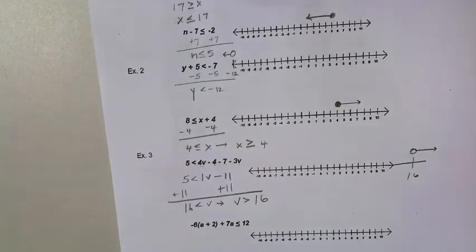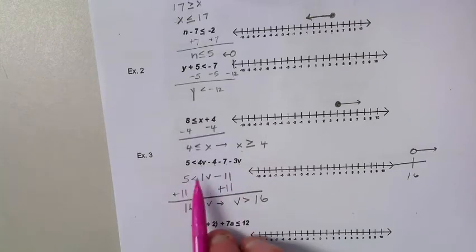So if I pick a number out in here, just to see if this is correct, I'll pick the number 20. And if we do this, 20 minus 11 is 9. Is 5 less than 9? It is. Okay. So as these problems get more and more difficult, don't get scared by this.